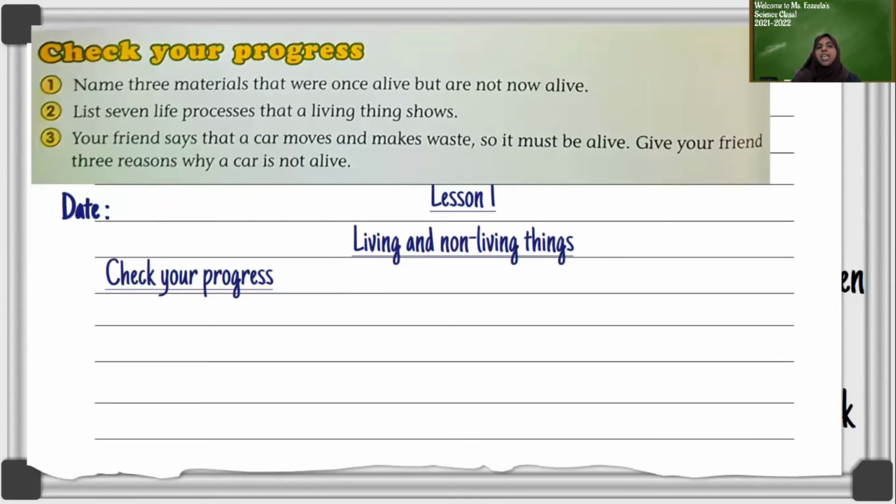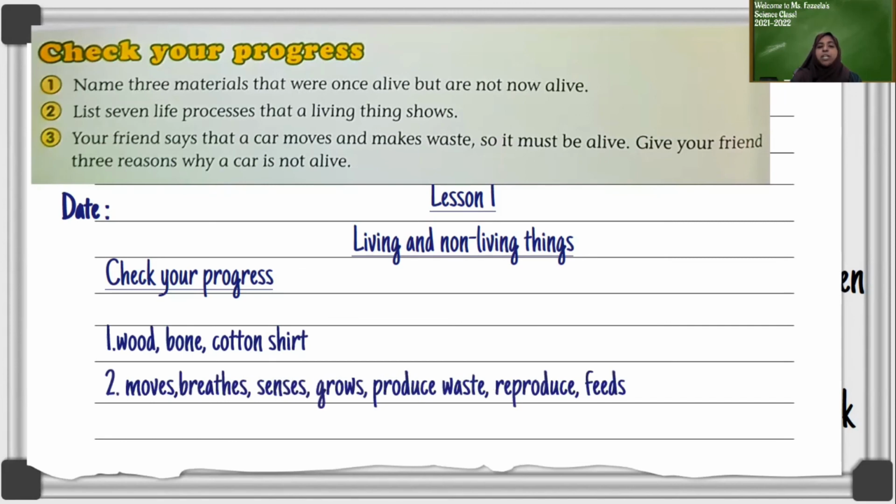Number 1 says, name 3 materials that were once alive, but now they are not alive. What can you say? Yes, we talked about it already, right? Wood or wooden spoon, bone, cotton shirt. Okay, what are the 7 life processes which a living thing shows? Yes, we just talked about it. It moves, it breathes, senses, grows, produces waste, reproduces, etc.